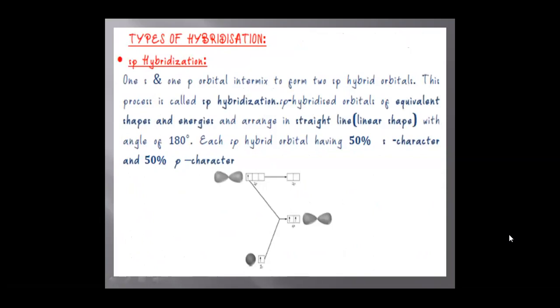Types of hybridization, that is sp hybridization. When one s and one p orbital intermix to form two sp hybrid orbitals, this process is called sp hybridization. So sp hybridized orbitals of equivalent shapes and energies are arranged in a straight line, that is linear shape with an angle of 180 degrees. Each sp hybrid orbital has 50% character of s and 50% character of p.